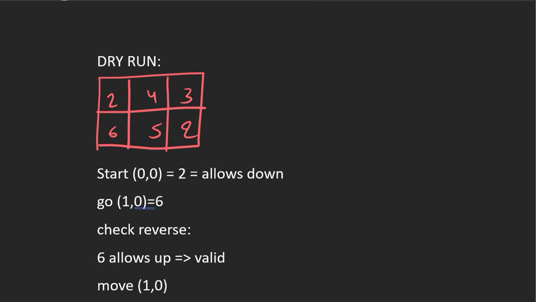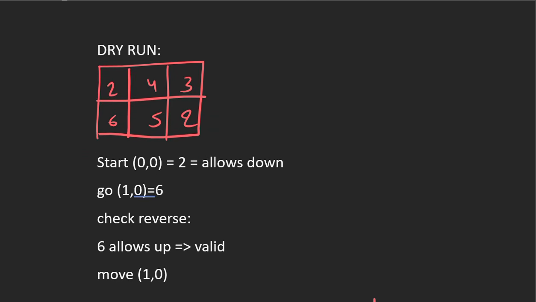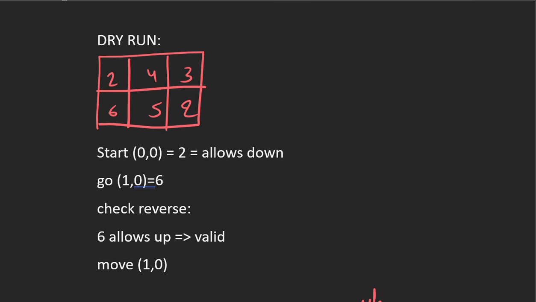Let's explain the approach with the help of an example. We have taken the grid 2 4 3 6 5 2. We'll start at 0 comma 0. From 0 comma 0 we have 2. 2 means we are allowed to move either in the up direction or in the down direction.